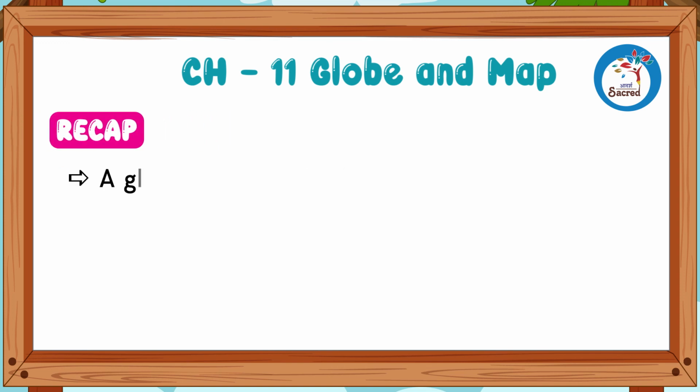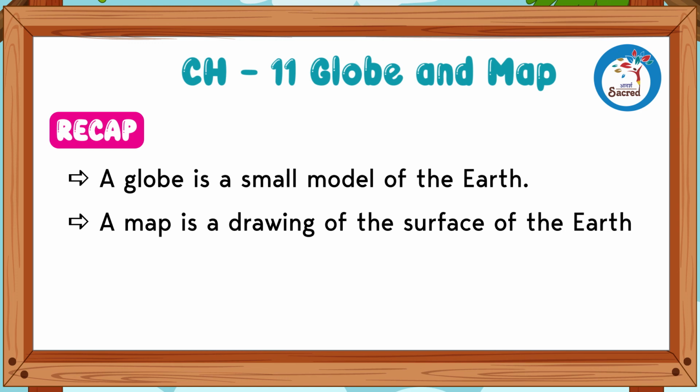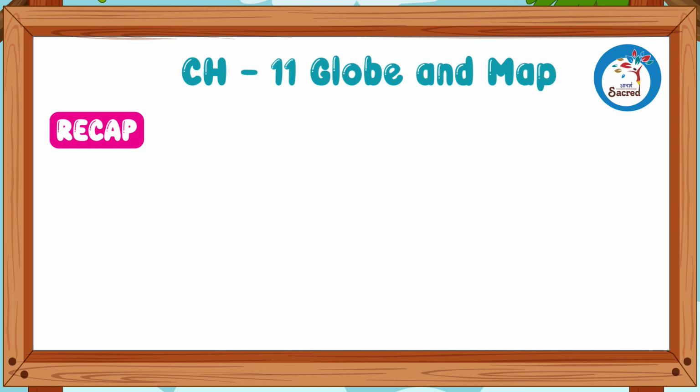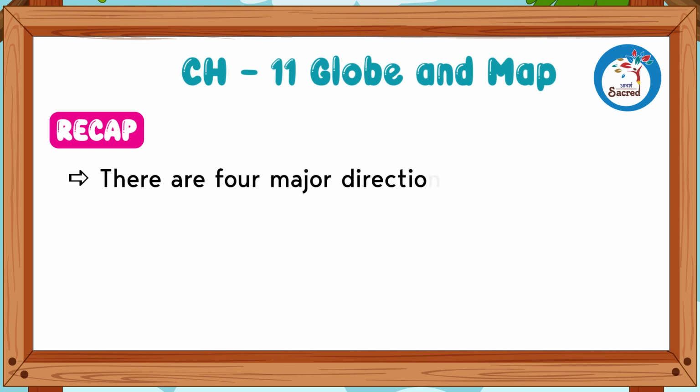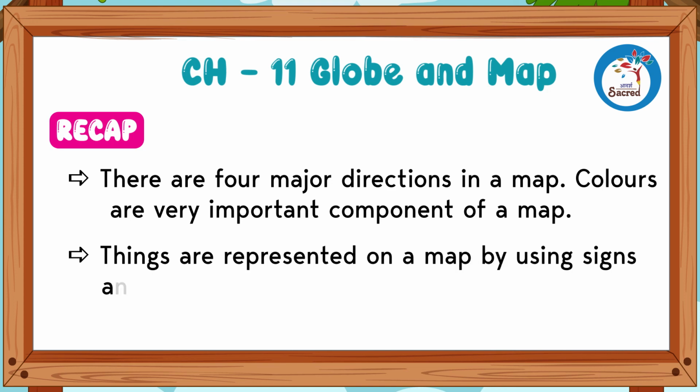Recap. A globe is a small model of the earth. A map is a drawing of the surface of the earth on a flat surface. There are four major directions in a map. Colors are a very important component of a map. Things are represented on a map by using signs and symbols.